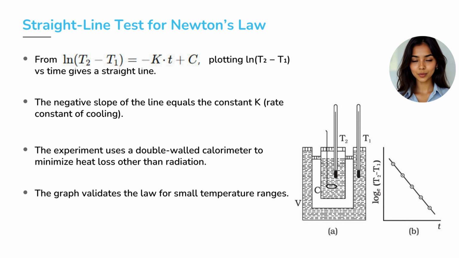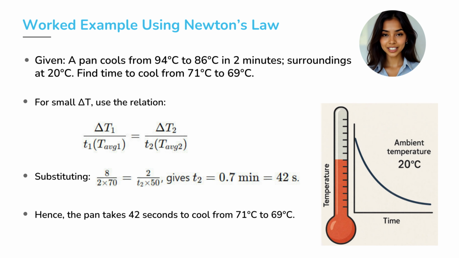Experimentally, we use a double-walled calorimeter filled with hot water. The outer wall minimizes heat losses to the air, and a thermometer measures how the temperature changes over time. When we plot the data, the straight line graph confirms the law. The steeper the slope, the faster the body loses heat, meaning a larger K value. It's like melting ice cream outside on a sunny day. The slope is steep, but in your refrigerator, it's almost flat. Same physics, different surroundings. Now, let's make this practical with an example, and this one's tasty.